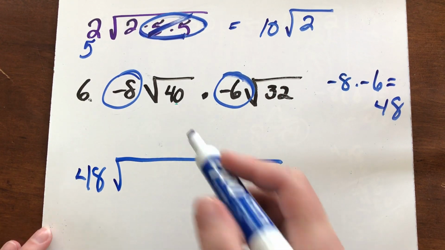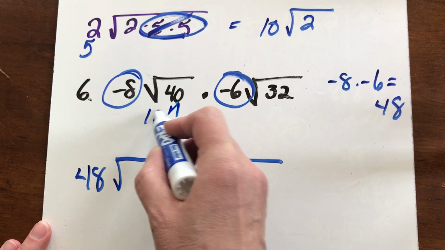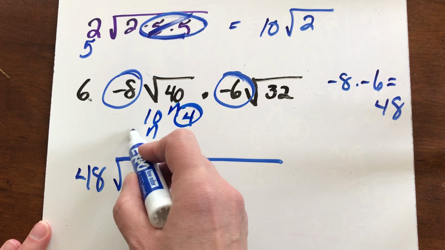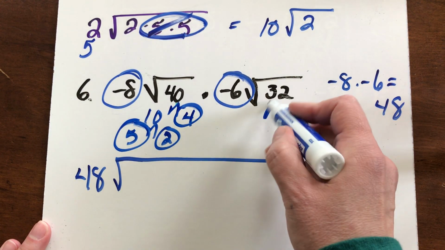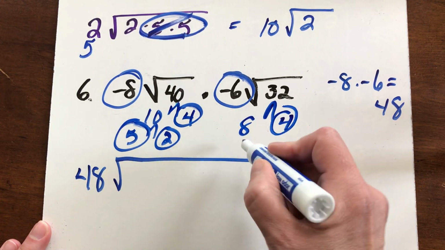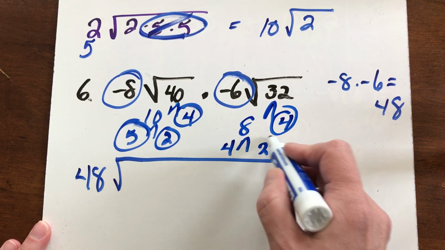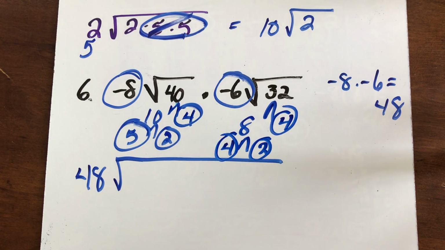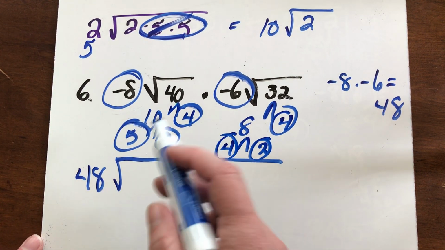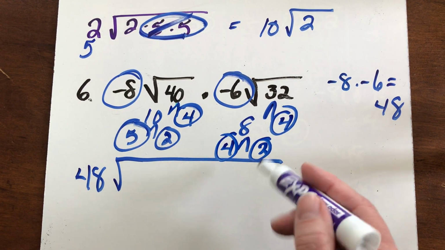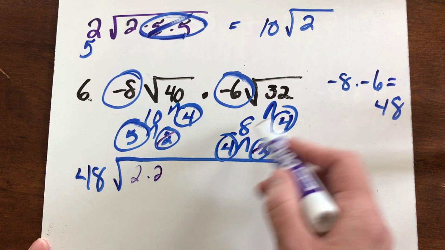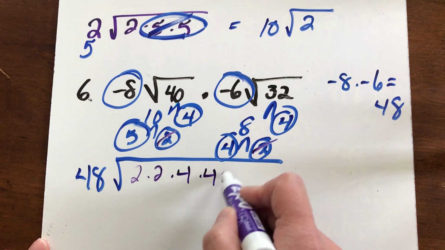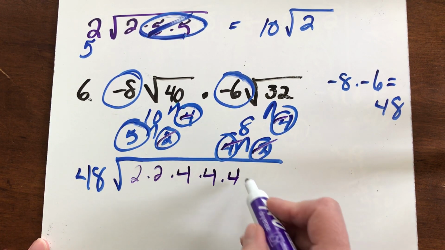Okay, so then let's break down 40. Again, I'm going to do 10 and 4, and then I'm going to do 5 and 2. Sorry, this marker's so fat. 32, I'm going to do 8 and 4, and then 4 times 2. Okay, so now this again might be where you want to keep track of what you're putting down. I got 2 2s. Again, just mark them off as you're doing it. I've got 3 4s. And then I have a 5.